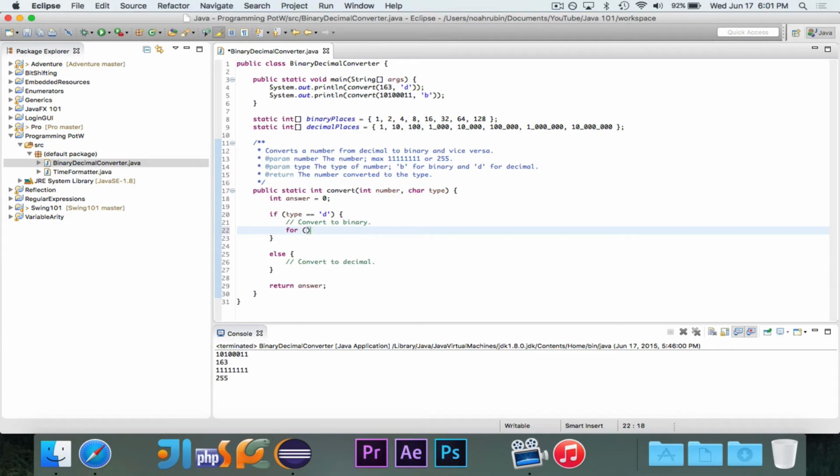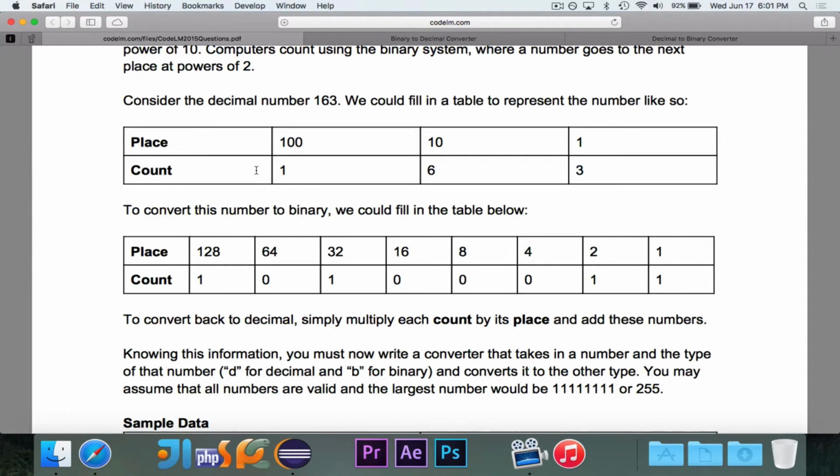So we're going to go through each one, and we want to start at the end, because think about it. If we have a number like 163, there's going to be either 0 or 1 128s, but if we start with the ones place, we could say, oh, there's 163 ones in there, and that's clearly an invalid binary number. So we need to start from the largest place and go down.